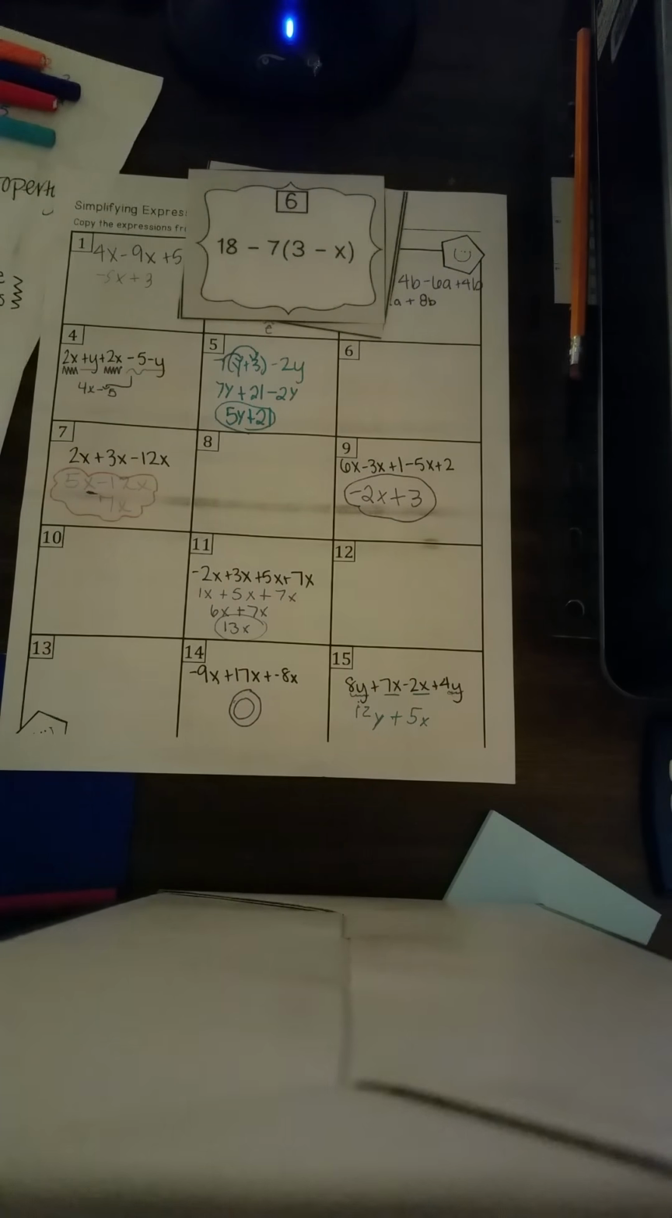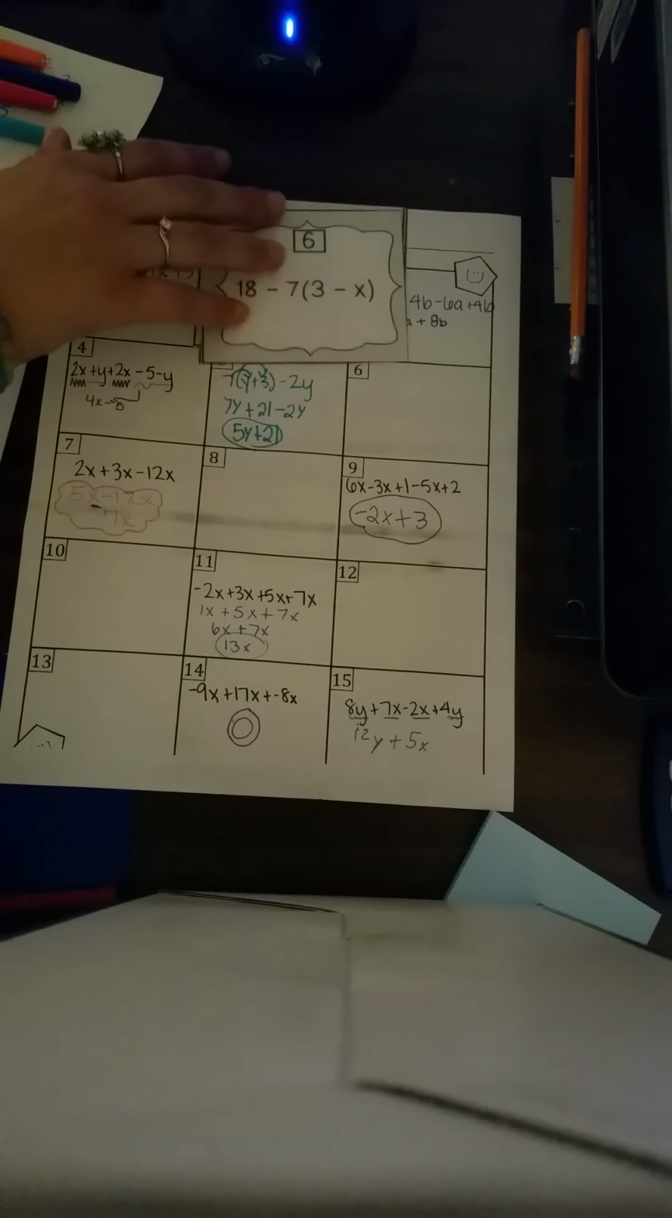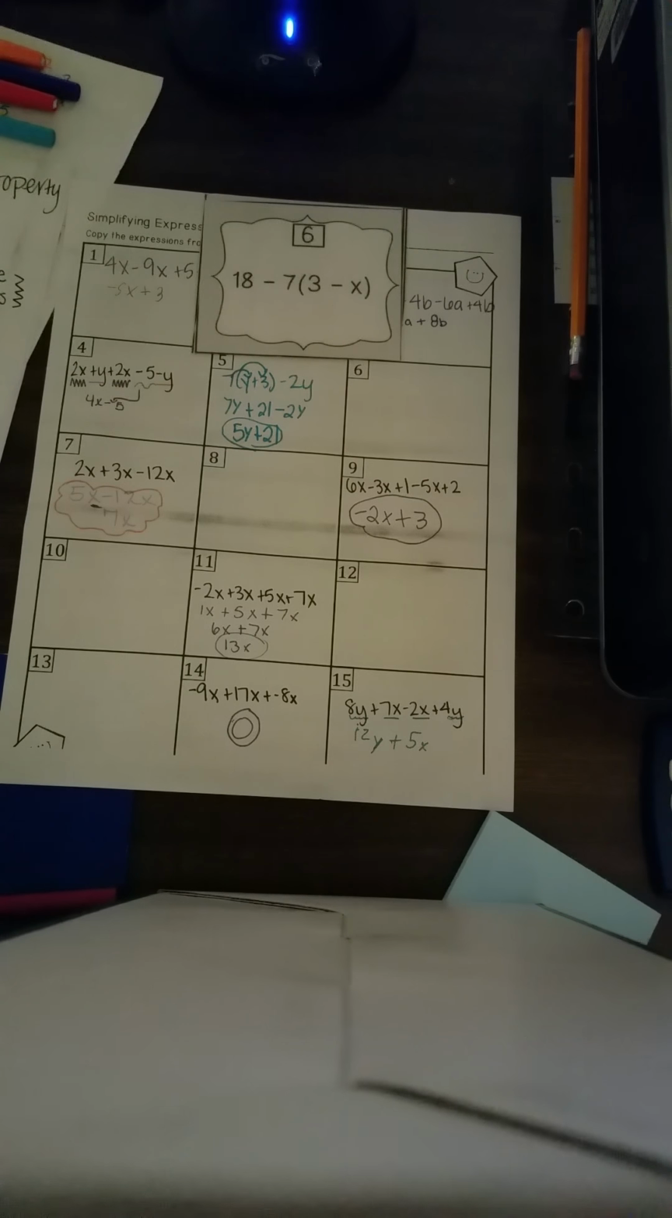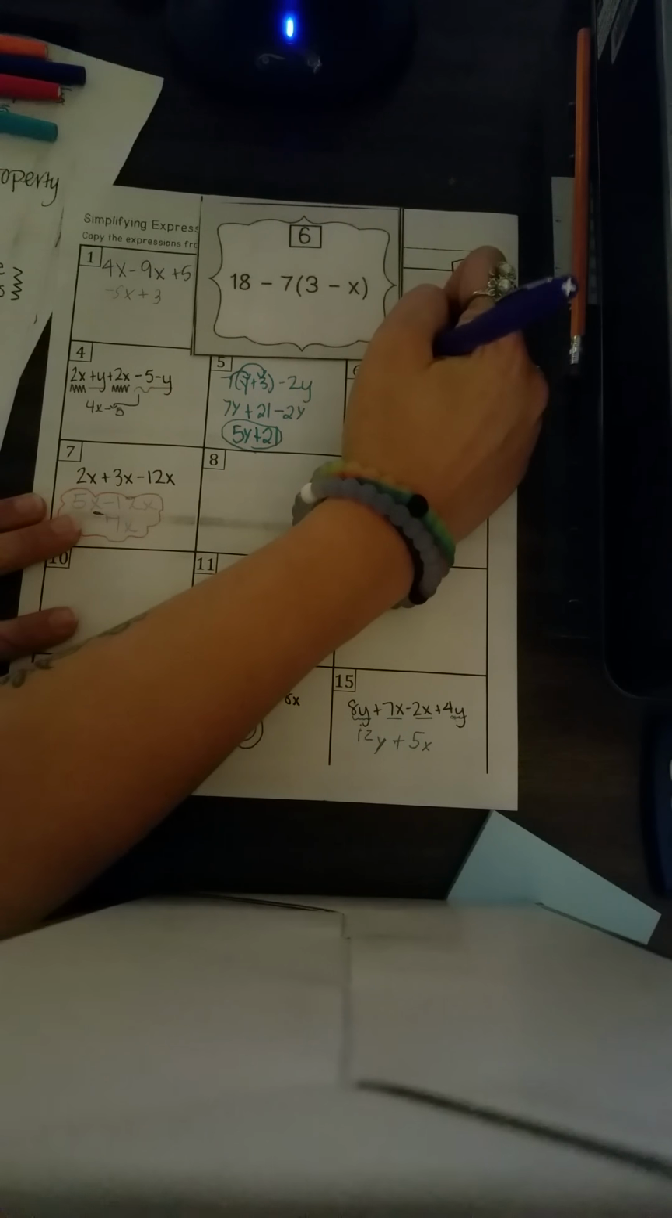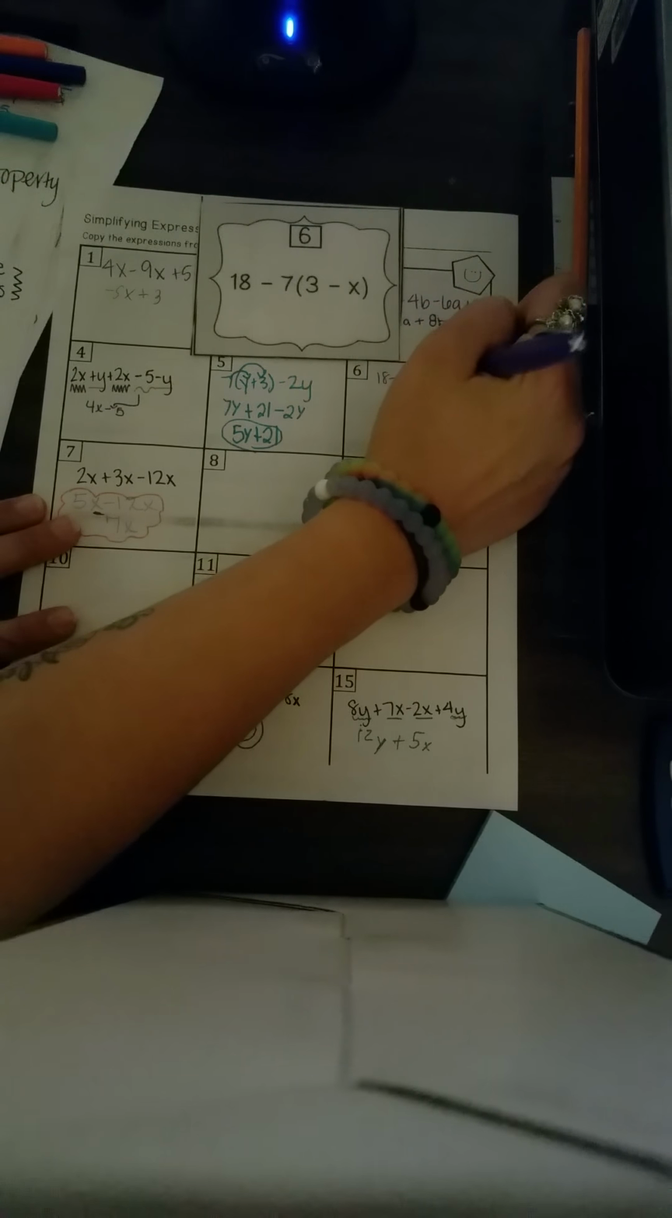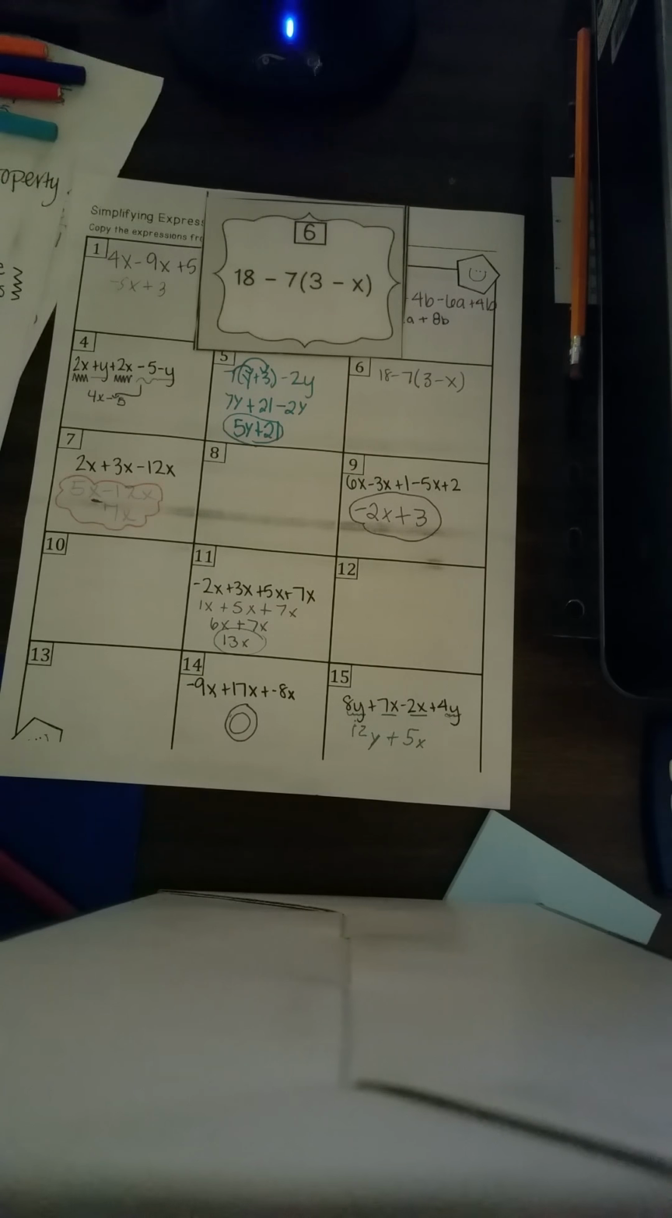Okay, let's try this one. Now, this is number 6. What is different about this problem? It's got a number in front of the parentheses. So are we going to distribute the negative 7 or the 18? Who votes for negative 7? Who votes for 18? Negative 7. Why? Because it's right by the parentheses. Fantastic. All right, distribute, and then I'm going to call somebody else to come up here.